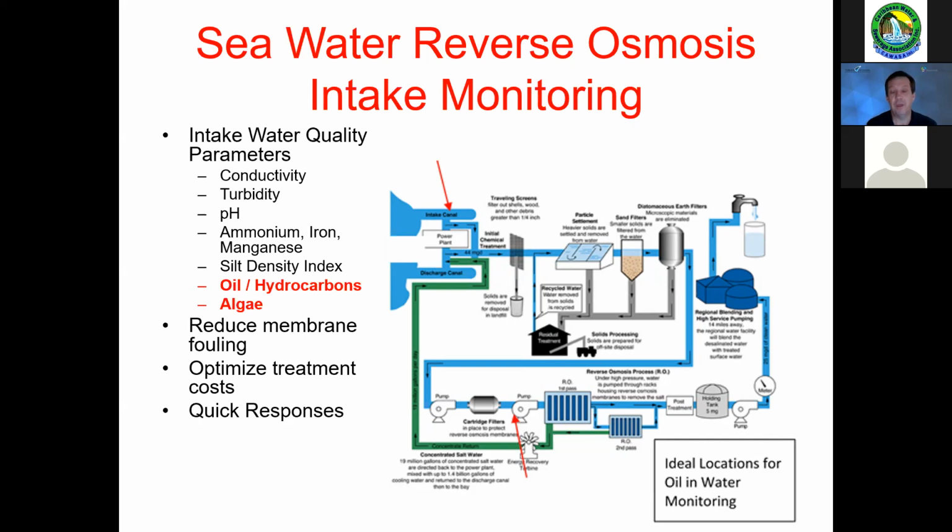So if you can prevent yourself from having issues by hydrocarbon attack, even if it's pretty unlikely because you have a low intake location, the cost to prevent it and the cost associated with the fouling are pretty high. So your cost to benefit ratio is pretty good.